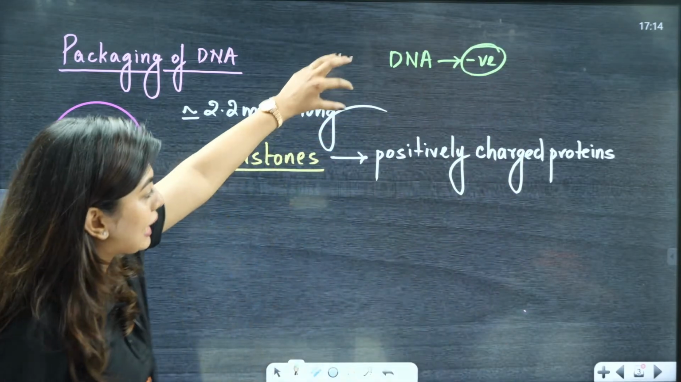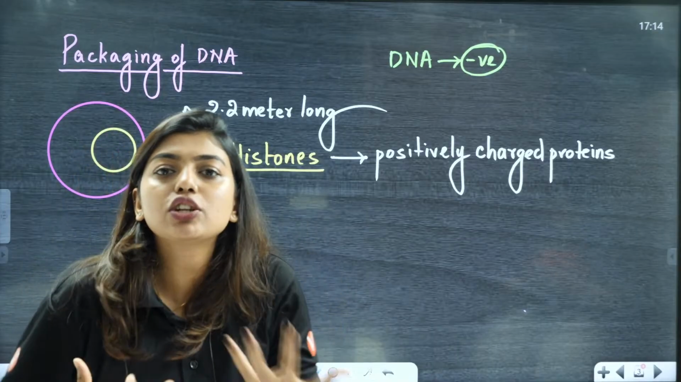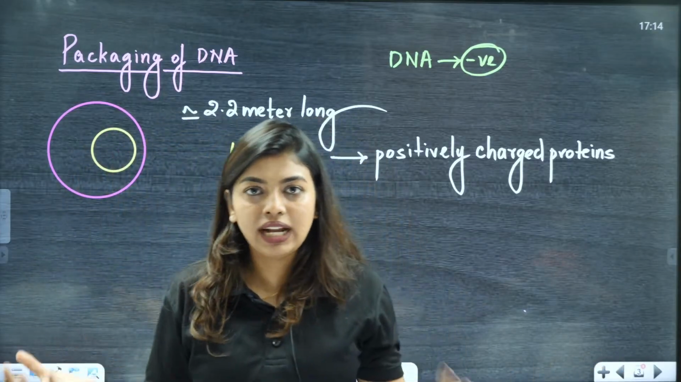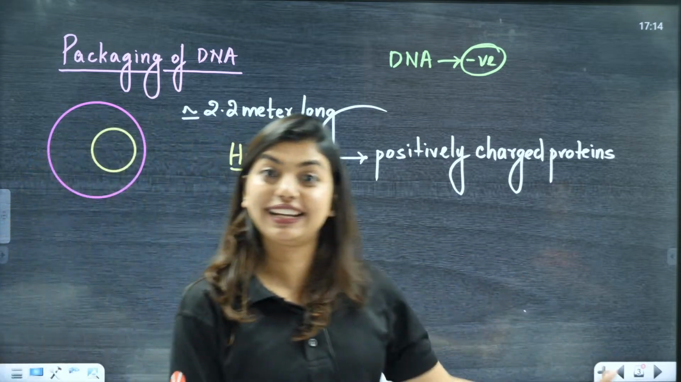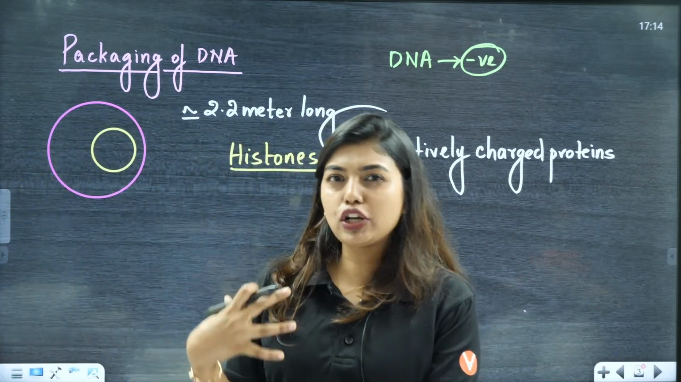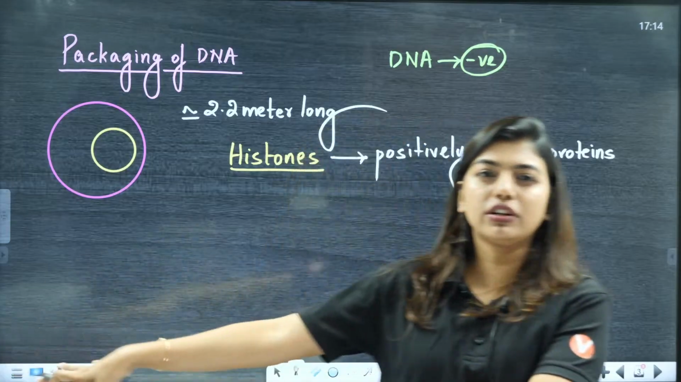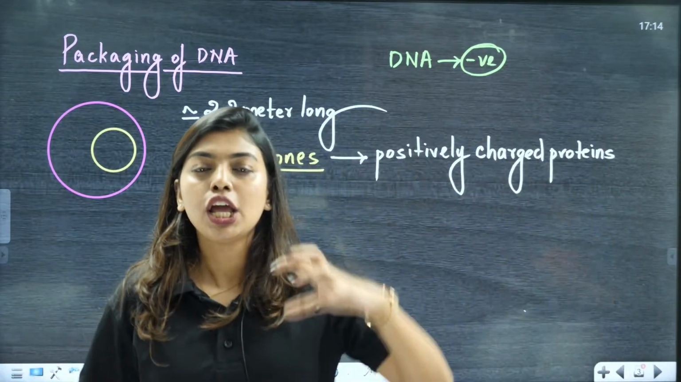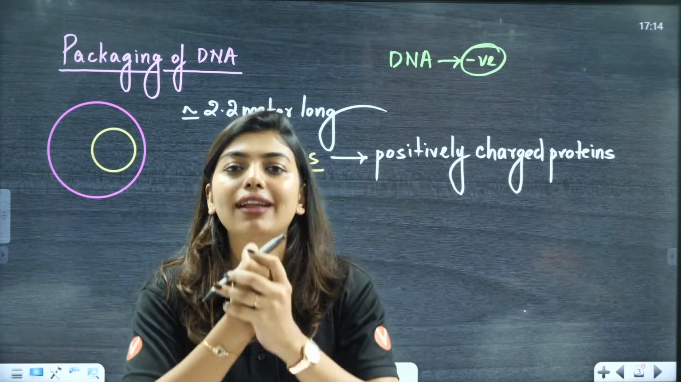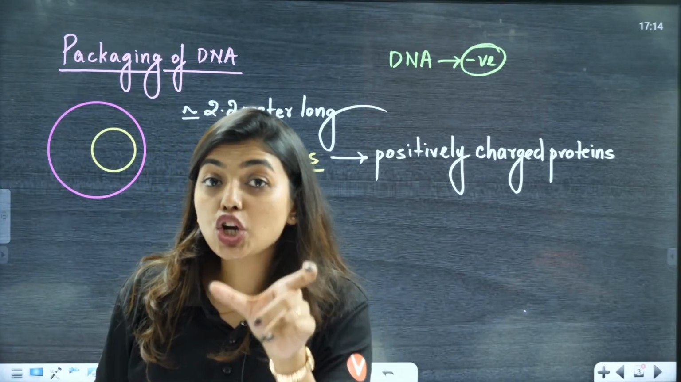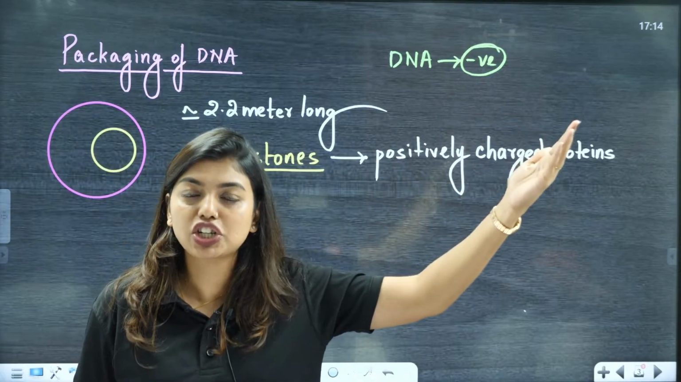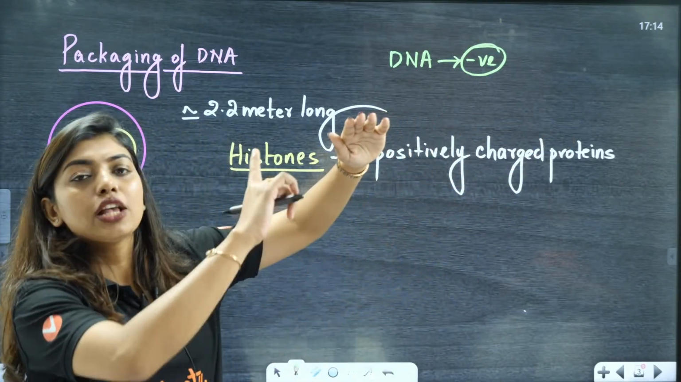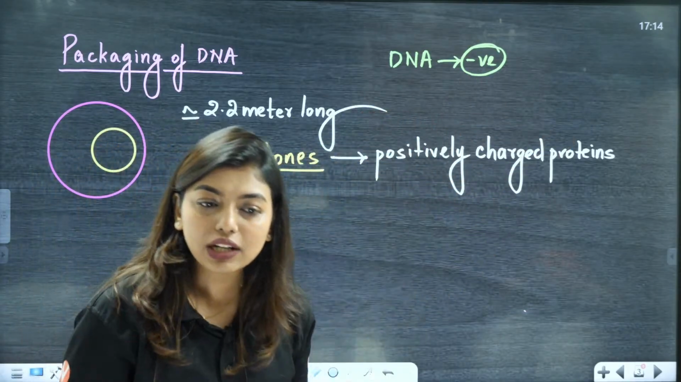Opposite charges attract, right? Let's say I am negative and I have one more person here who is positive, we both will get attracted. If I am positive and this person also is positive, we both will reject each other. In the same way, positive and negative will attract each other. So these histone proteins have a positive charge and DNA is negatively charged, so it will be easy for them to wind around each other.